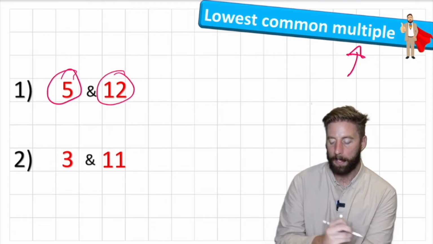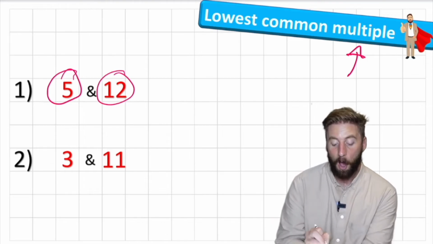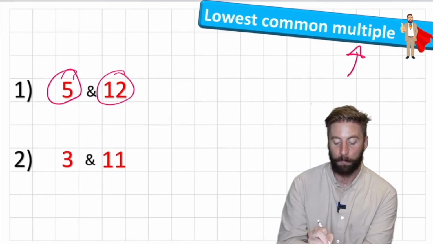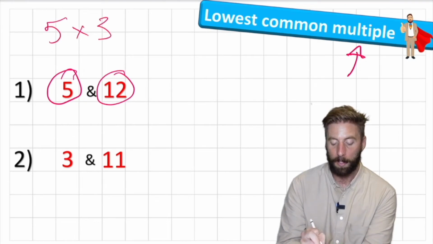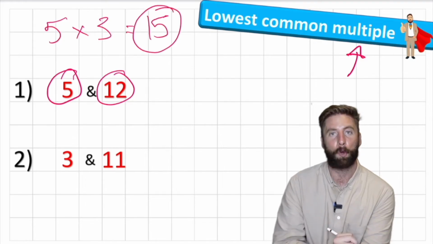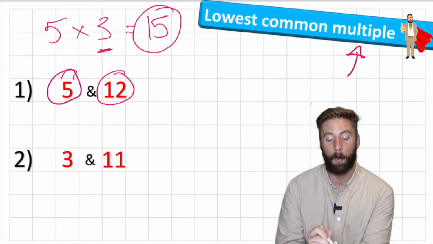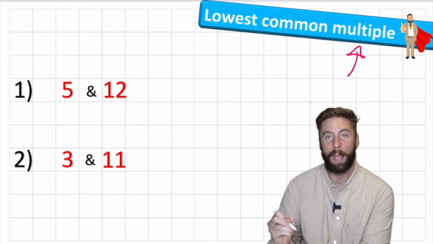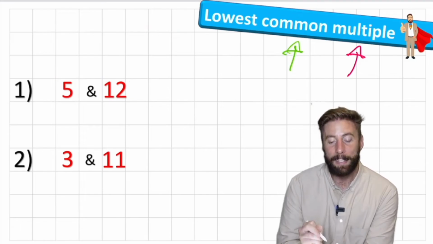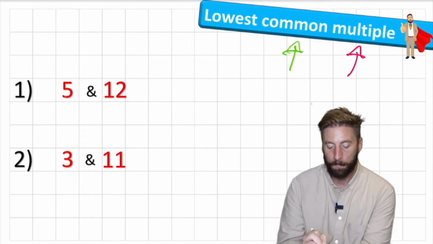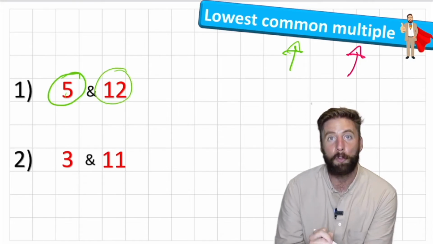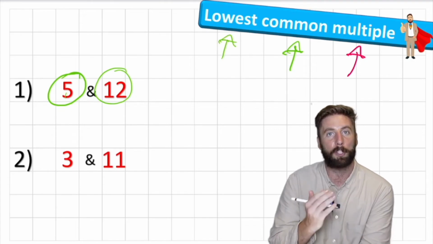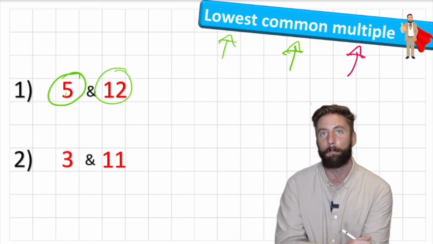Or a fancy way to think about it is a multiple is the product of our number multiplied by any integer, an integer being a whole number. So for example, 5 times 3 equals 15. 15 is the product, 3 was the integer we multiplied our number by, and therefore 15 is a multiple of 5. Okay? Common just means the same, together. So if I'm trying to find the common multiple, it wants me to find how many multiples are in both the 5 and 12 times table. And lowest simply means the smallest value. So we're looking for the smallest number that's in both of our multiplication tables.